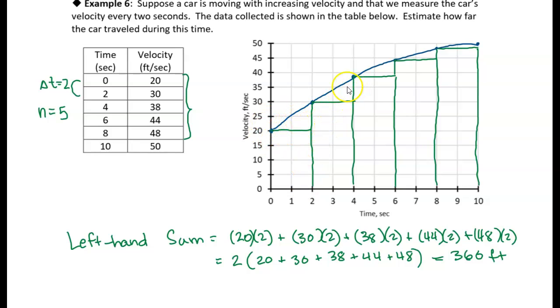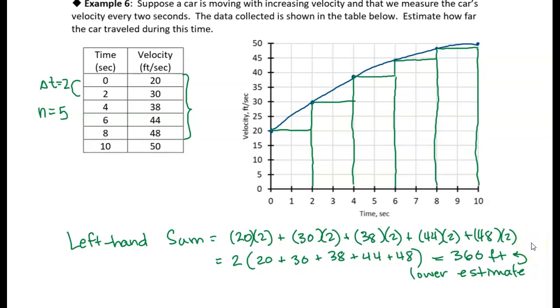There's a bunch of area that we're not accounting for. And so because we have an increasing function, this is going to be our lower estimate, or we could call it an underestimate. It's an underestimate of the distance that we went. So this is an underestimate or a lower estimate.